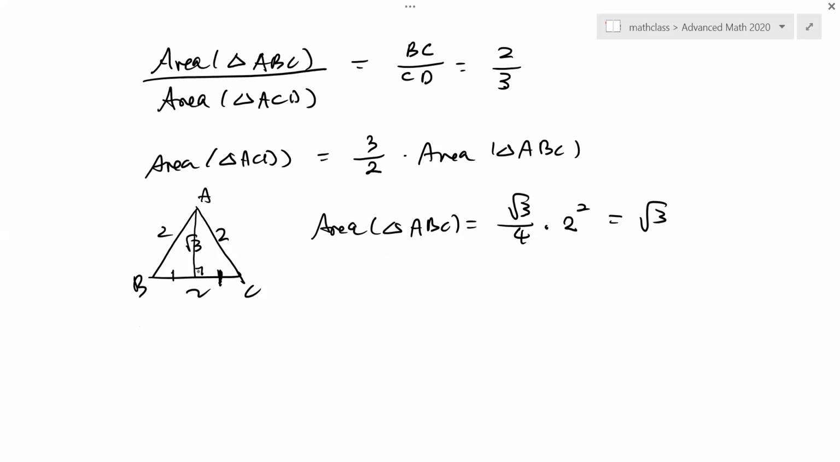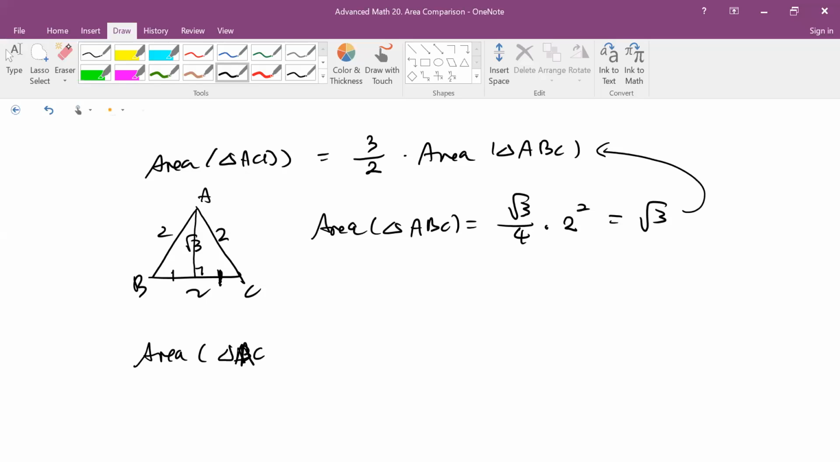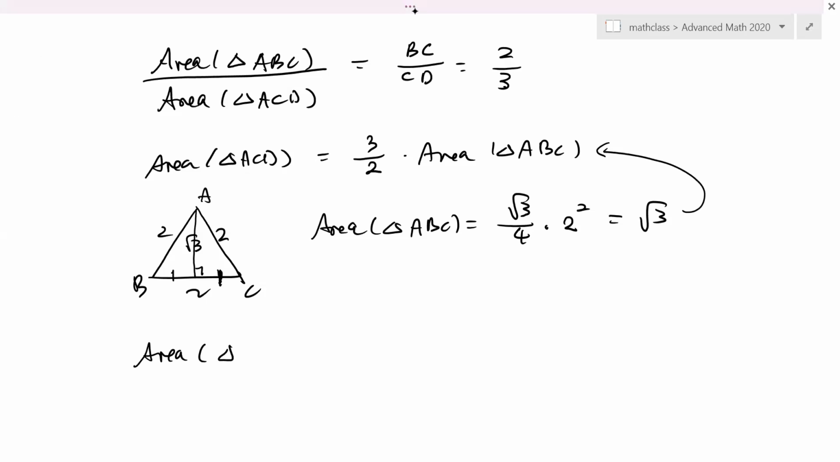Yes. So then you solve this problem, right? Then you get the area of the triangle ACD, which is going to be 3 over 2 times square root of 3.